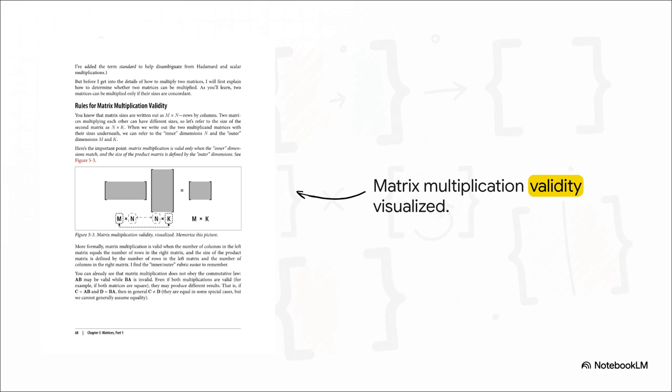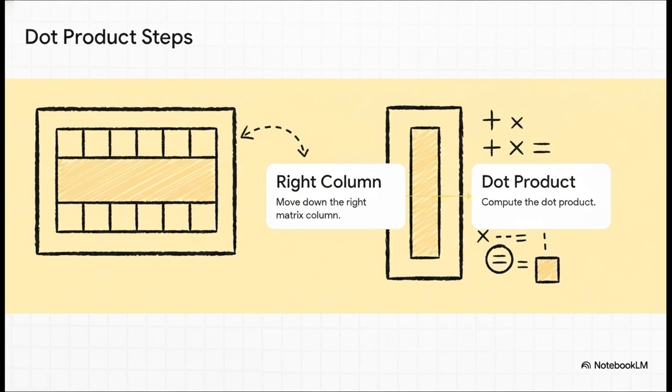So an m by n multiplied by an n by k creates a brand new m by k matrix. Honestly, if you can just memorize this rule, it will save you so much headache down the road. But how do we actually do the math? Well, instead of just multiplying the corresponding elements, we are actually calculating a systematic collection of dot products.